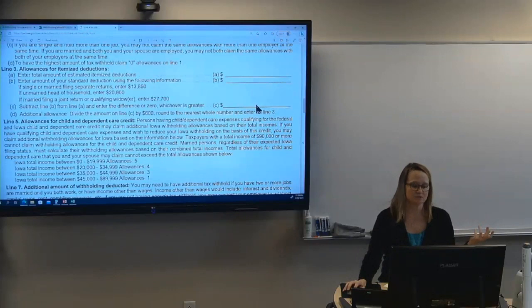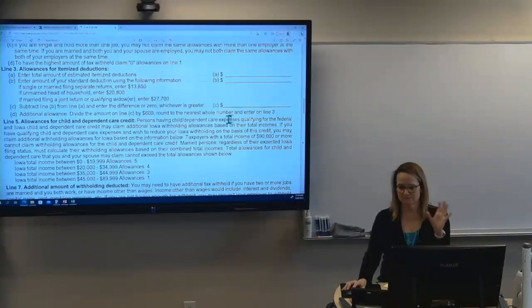So if you think you're going to have $6,000 of itemized deductions, you would enter 6 in there, and enter the standard deduction. This one actually is for the federal standard deduction that they're using. And then there's a calculation for dividing all of that up, and that gives you the number of allowances.